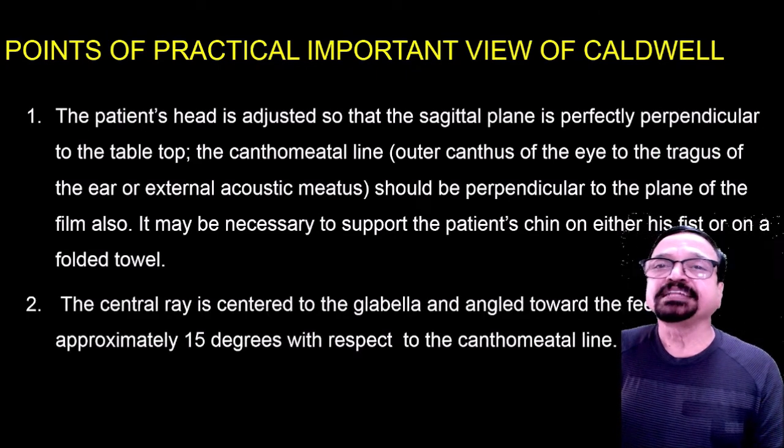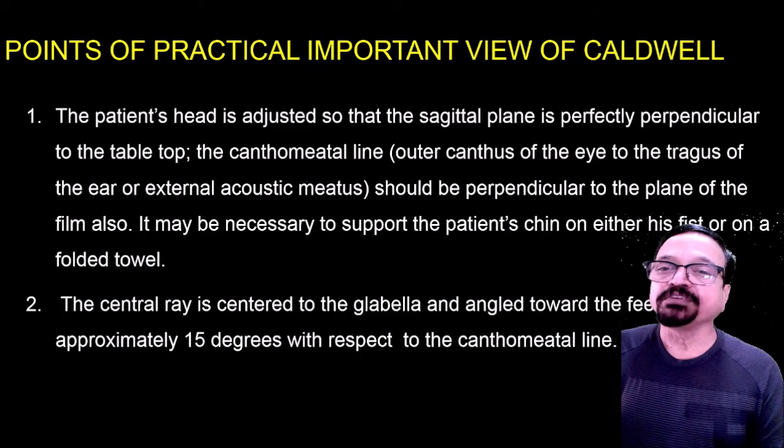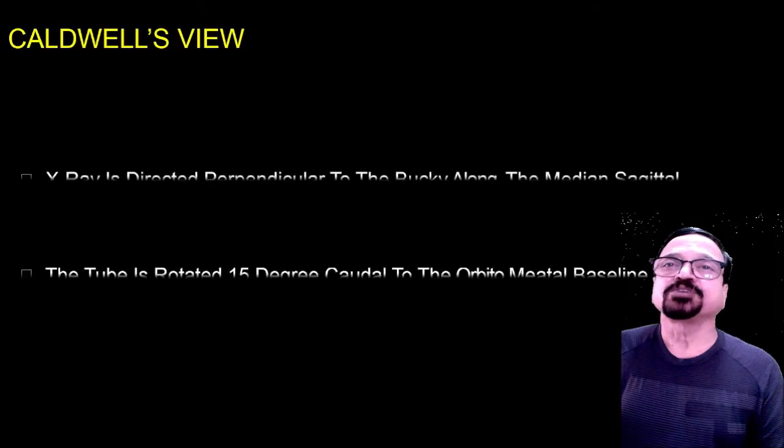That is done when the patient has a neck problem, neck stiffness, or cannot give a proper angulation. It should be 90 degrees to the table, it should be correct. The central ray is centered to the glabella and angled towards the feet, approximately 15 degrees. So 15 degrees caudal angulation is given to the canthomeatal line in Caldwell's projection.